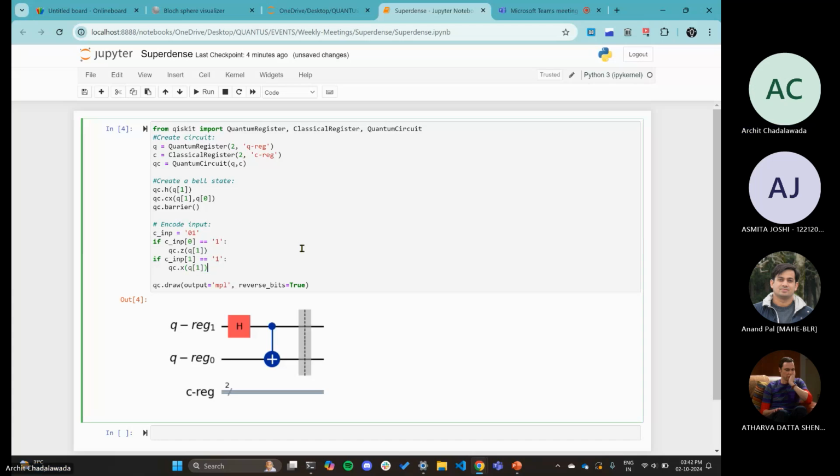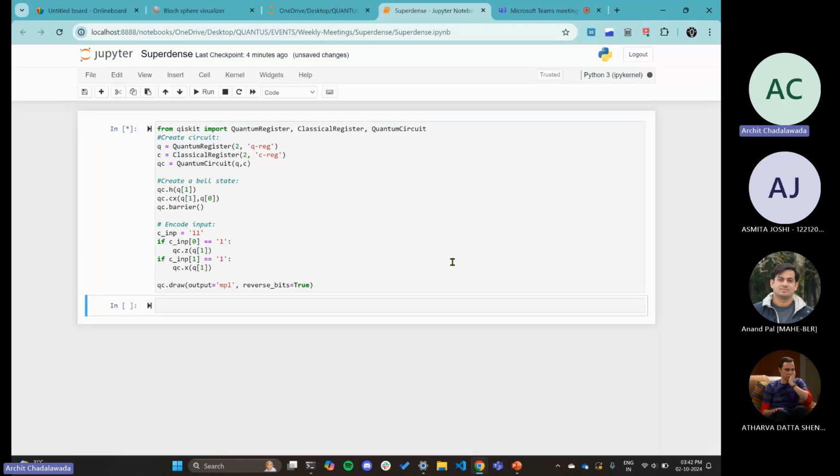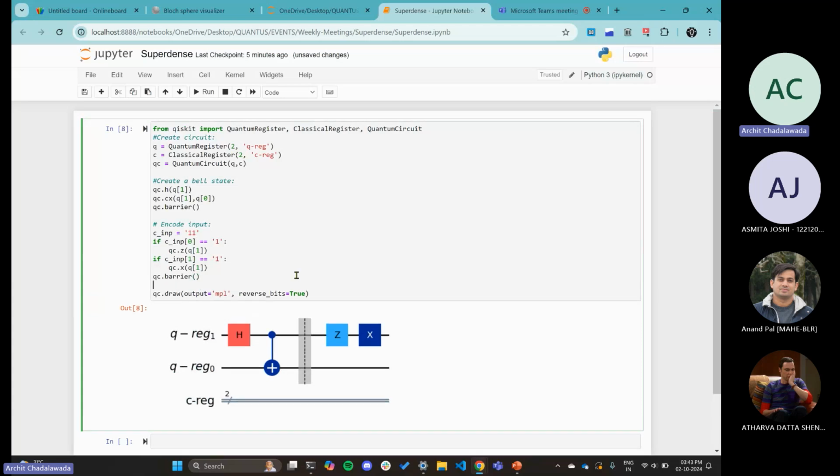And if I draw it, 0, 1 was the input, right? So the first bit was 0, so no need to apply Z, but the second bit was 1, so I apply an X gate. If I passed it as 0, 0, I would apply no gates. If I passed it as 0, 1, I apply the X we saw. If I pass 1, 0, then we apply only the Z gate. And if I pass 1, 1 as the input, then we get both Z and X gates being applied. So now Alice's encoding using the classical bits has finished. So let's just add a barrier to make it look better.